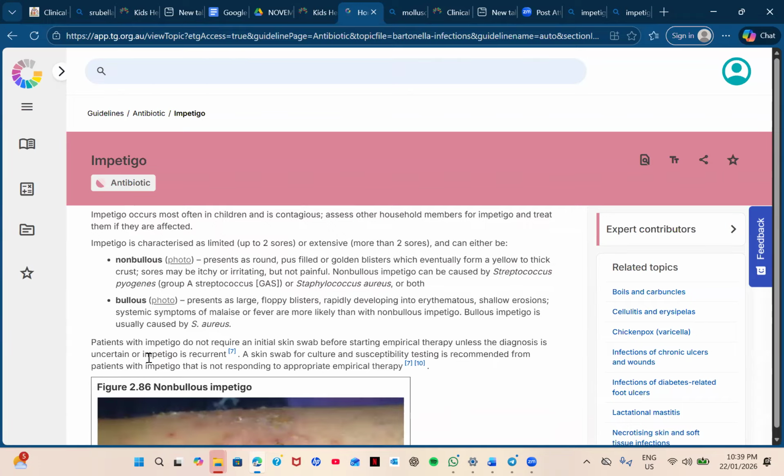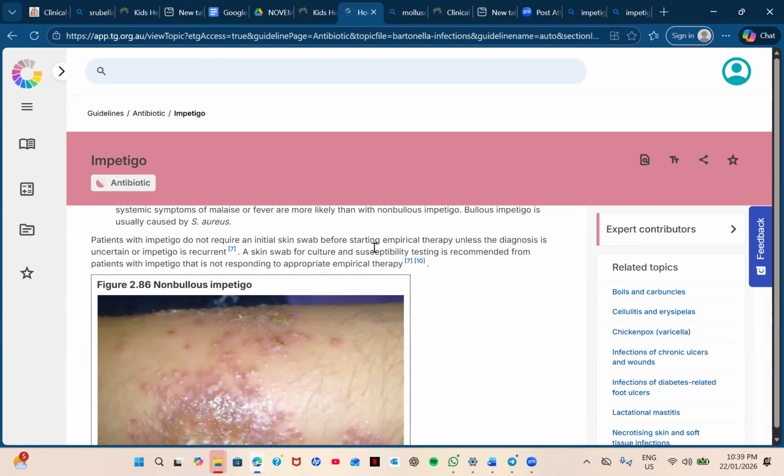They have mentioned that patients with impetigo do not require an initial skin swab before starting empirical therapy unless the diagnosis is uncertain or impetigo is recurrent. So if it is the first episode and we are highly suspicious of impetigo, we don't need to do the skin swab. If it is uncertain, we are suspicious about whether it is impetigo or not, then we can do it. And if it is recurrent impetigo, we have to do the skin swab. So remember the indications for the swab.